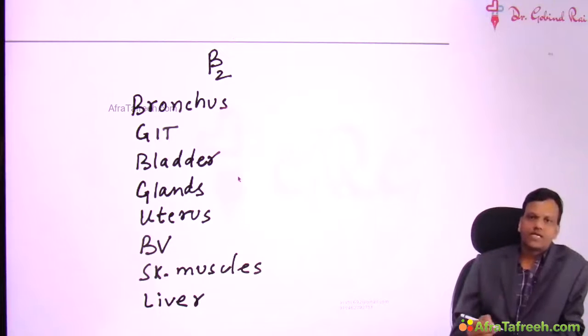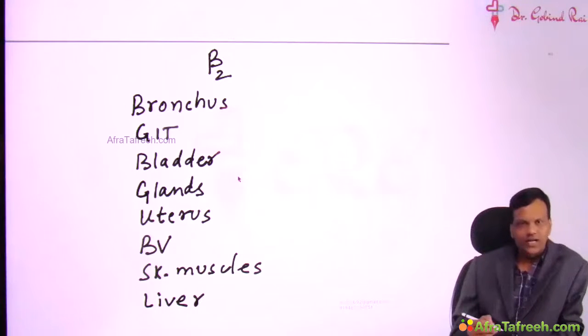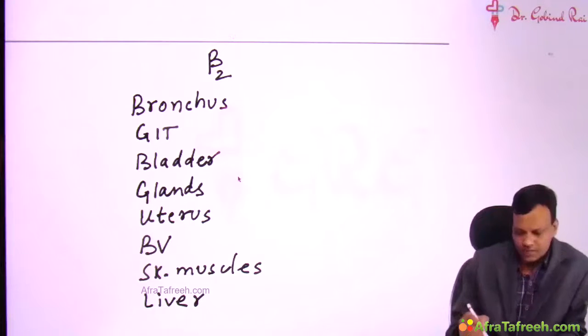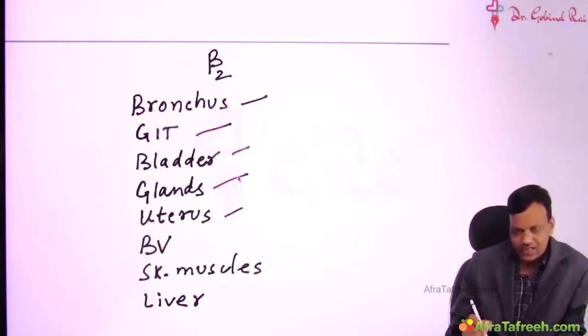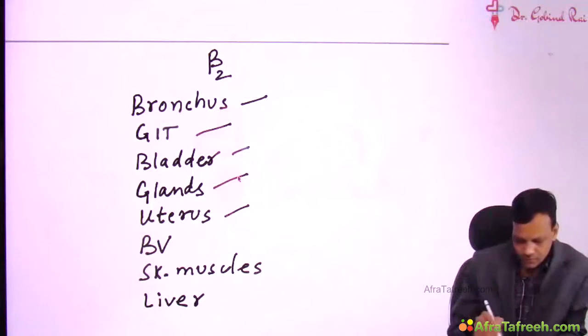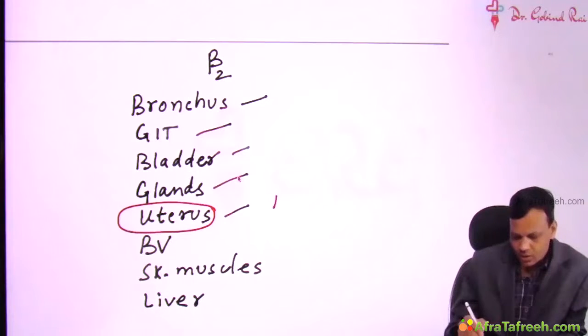As we discussed, sympathetic system stimulates the heart and relaxes most other parts of the body. And we know in the heart we have beta 1, so it is stimulatory. In all other parts we have beta 2, so it is a relaxant. So in most of these places beta 2 will cause a relaxation or inhibition. It will relax the bronchus, relax the GIT, relax the bladder, relax the glands, relax the uterus. Relaxation of uterus is called tocolytic effect.